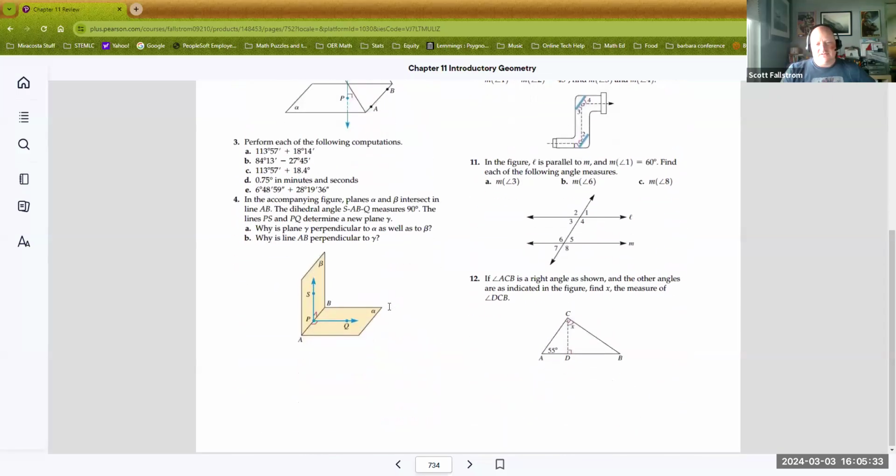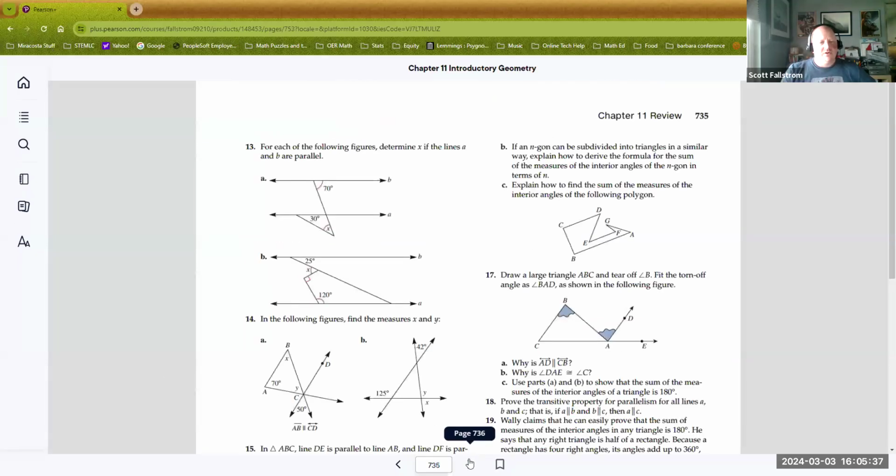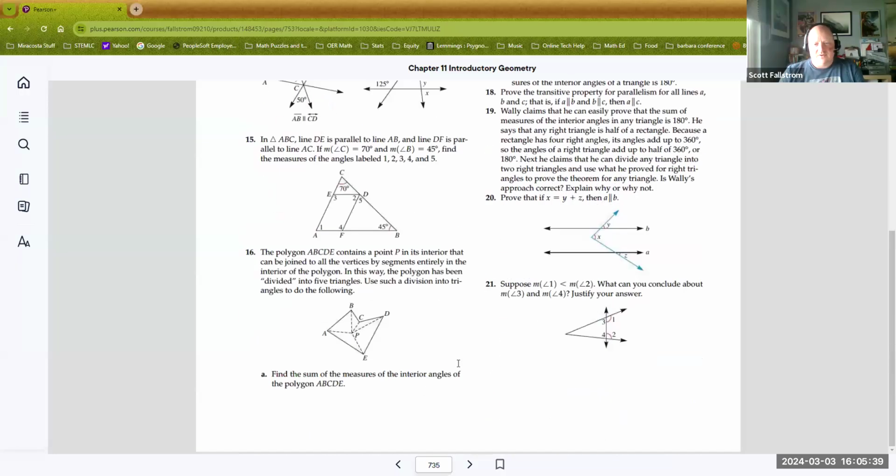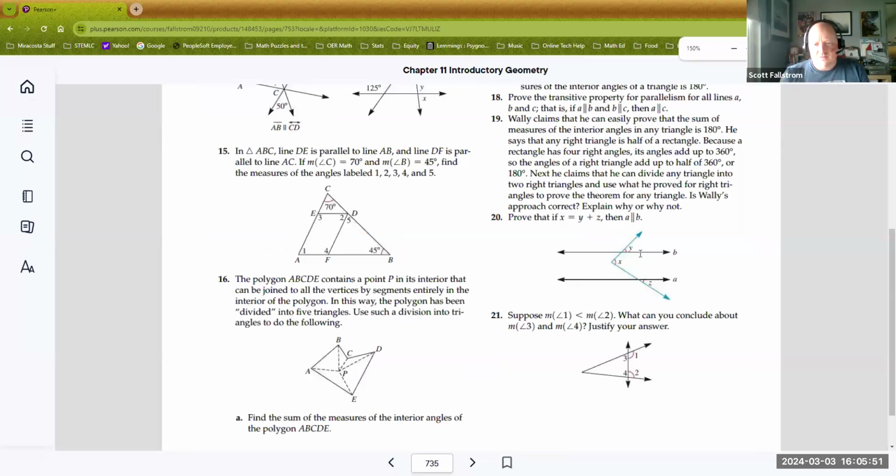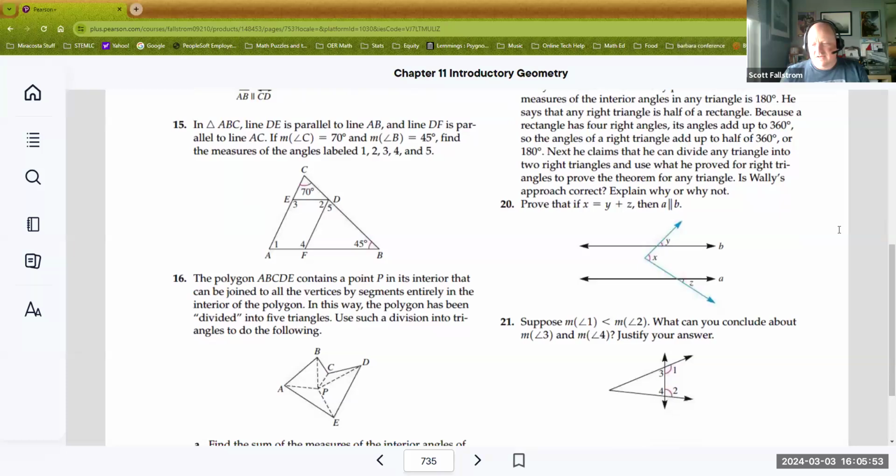Let's see here. Next up, I think it's on the next page. So I'm going to jump forward one page because I think the next one was question 20. Yes, question 20. If X equals Y plus Z, and maybe I need to zoom in a little bit more on this, then the lines have to be parallel.